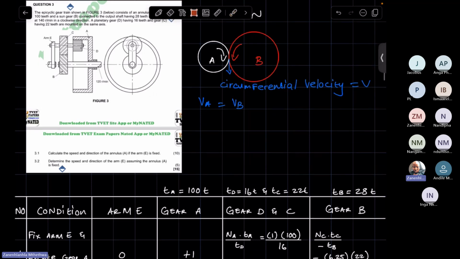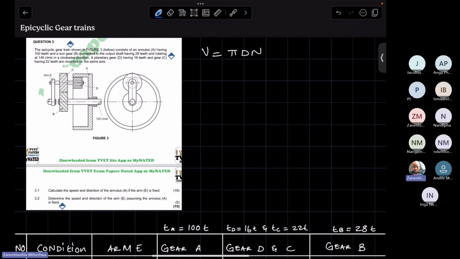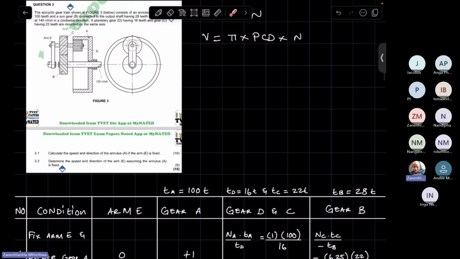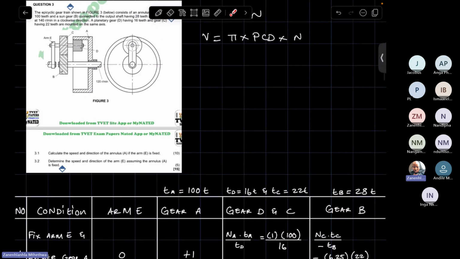Now, bearing that in mind, this is the general formula for calculating the circumferential velocity. For gears specifically, the circumferential velocity is equal to pi times, and then instead of diameter, we use what we call the PCD, times n. Now, the guidelines as to how you fill the first condition: you first identify the relationship between the meshing gears.